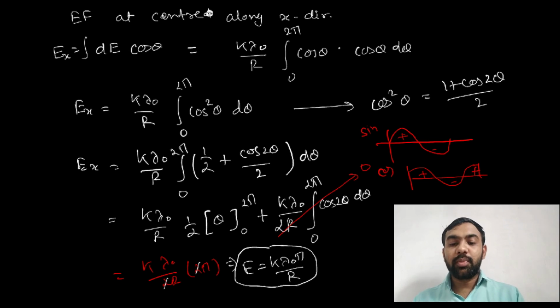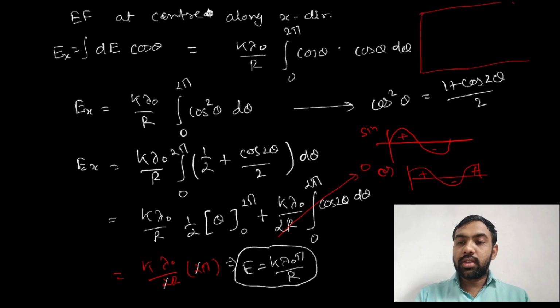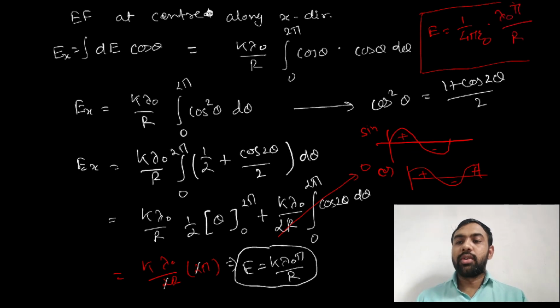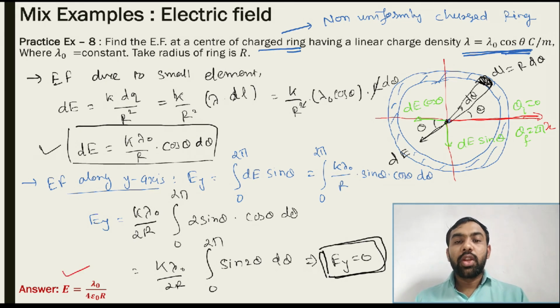Okay, all of you note this example. If you want the answer in terms of epsilon naught, then put k equal to 1 upon 4 pi epsilon naught, and you get the final answer. Let me just solve this so your idea will be clear. So E is equal to 1 upon 4 pi epsilon naught into lambda 0 pi upon r. After some simplification, you get the answer. So finally, after calculation, our answer is E is equal to lambda 0 upon 4 epsilon naught r. Okay, note this example in your books properly, then after that we will go to the next.